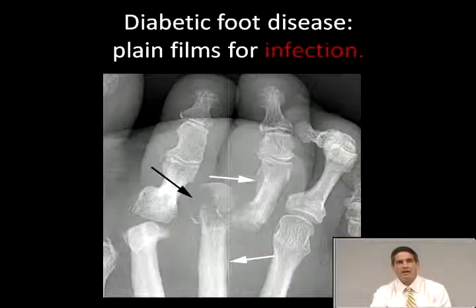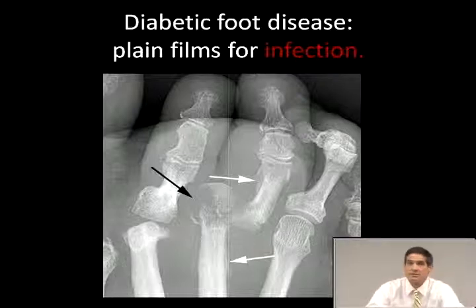On the other hand, diabetics are also prone to infection, as on this exam where the black arrow shows a destroyed metatarsal head, the white arrows show areas of periostitis, and there's obviously dislocation or subluxation of a number of joints and soft tissue swelling along with the infection there.